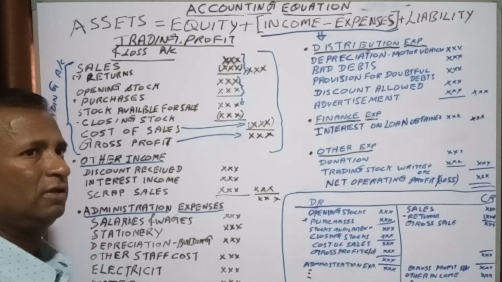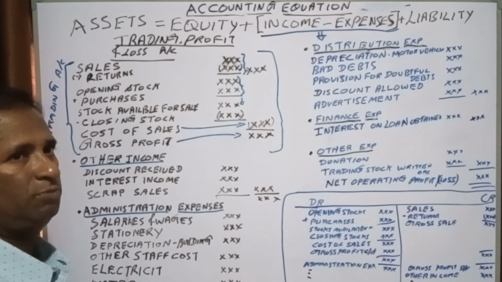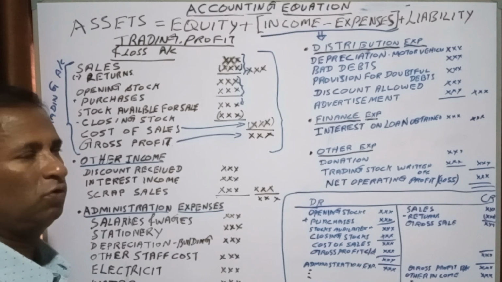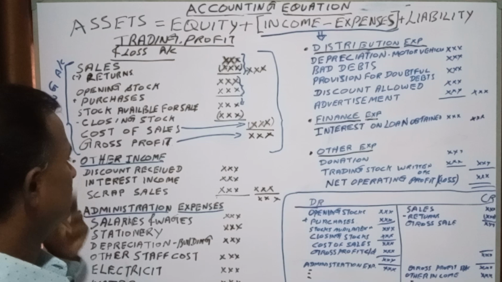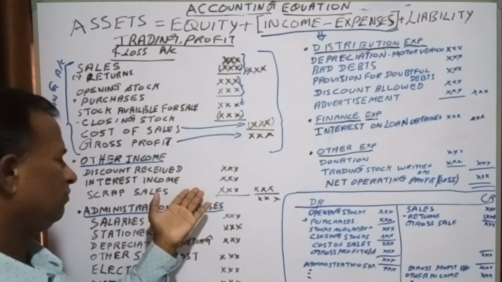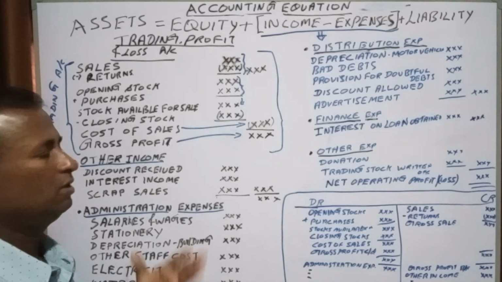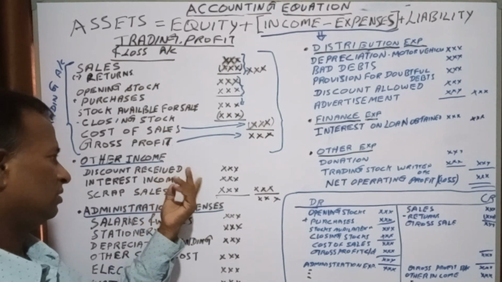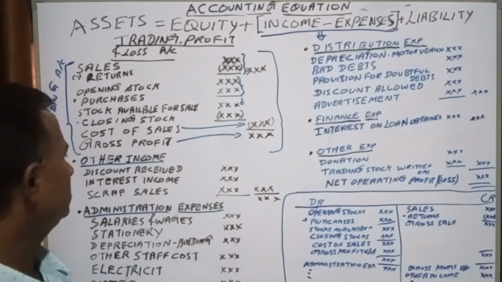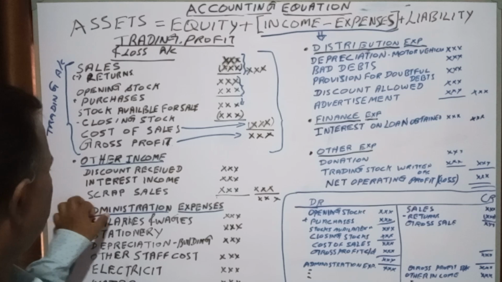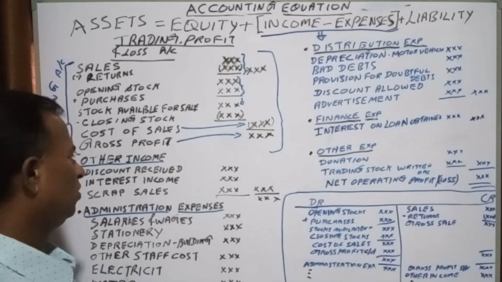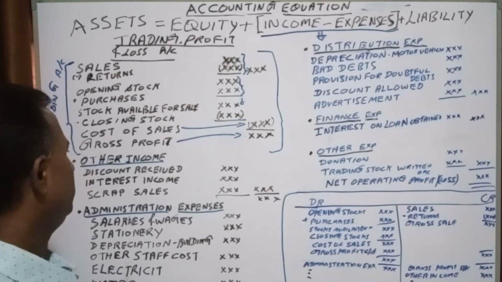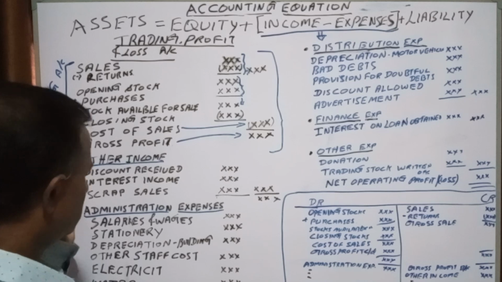Interest income means whatever interest is received on fixed deposits held for more than one year. If we have a savings account, we can receive interest, and that also will be treated as interest income. Scrap sales means the disposal of obsolete materials. That also comes under here.